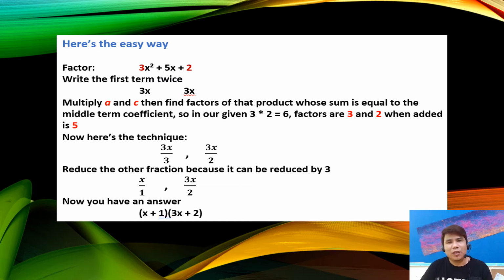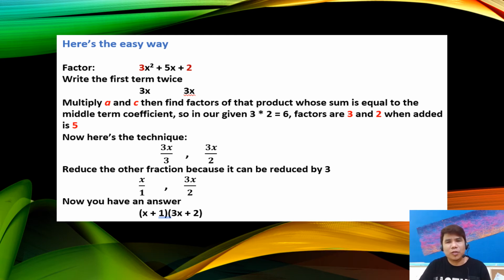So in our given, 3 times 2 is equal to 6. And if you factor that, you can have factors 3 and 2, which when you add, it would be 5. Now here's the technique. Since we wrote 3x twice, we'll make a fraction. We'll write a fraction wherein our denominators are our factors of the number 6, the product of 3 and 2. So the factors 3 and 2 here. So write it down there, 3 and 2.